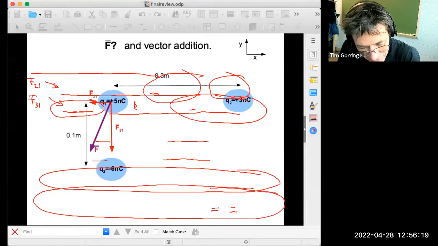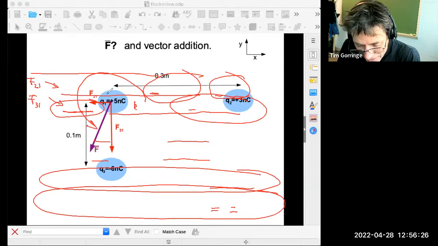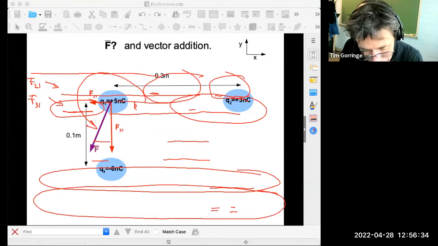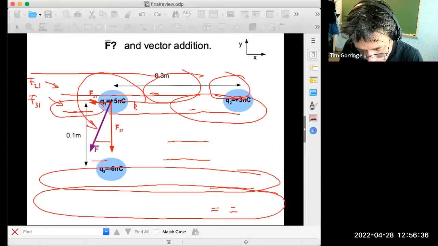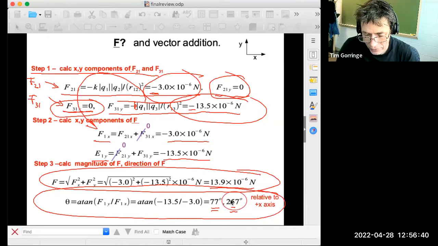Now, my work with the pen is not great. It's this angle away from the positive x-axis, and that's the 257 degrees. So let's jump back to the next slide. It's this solution here, the 257 degrees. Any questions on all that?